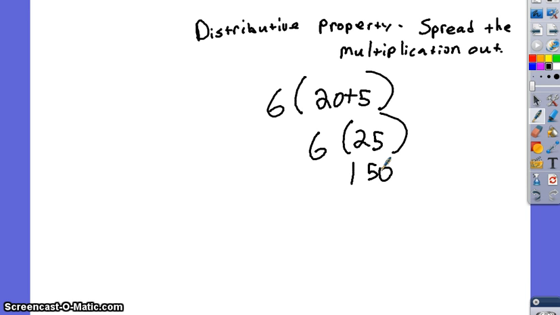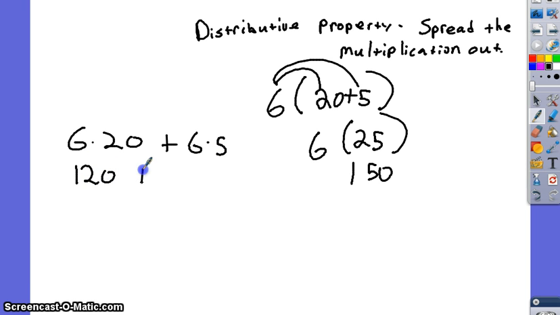Now another way that we can do this exact same problem is to distribute the 6 to both things here. If I do it that way, I do 6 times 20 plus 6 times 5. 120 plus 30 equals 150. And you can see how the distributive property is a helpful way to do these problems. It's just kind of a good way to do that.